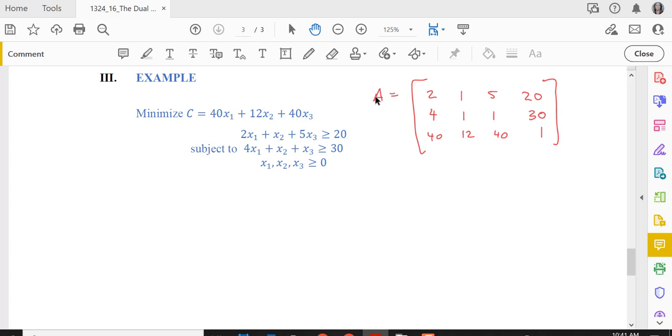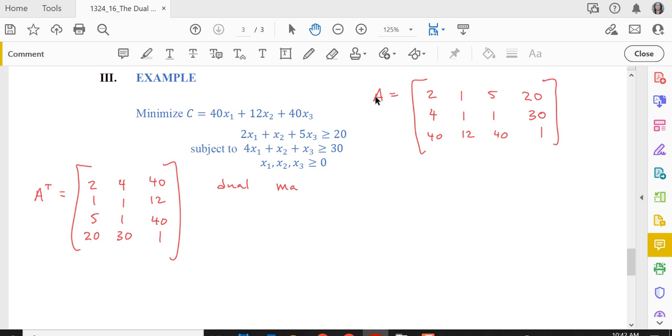Good. Now go write matrix A transpose. Write the first row as the first column. 2, 1, 5, 20. 4, 1, 1, 30. And 40, 12, 40, 1. A was a 3 by 4 matrix, and A transpose will be a 4 by 3 matrix. Now you can write the dual problem. What is the dual problem?